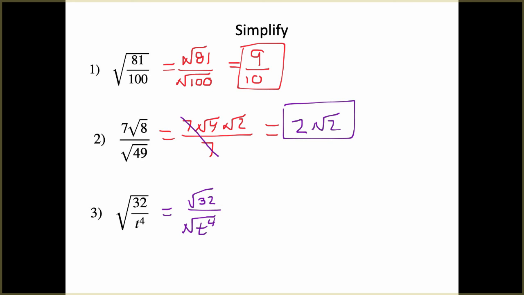And we want to break the square root of 32 down. The largest perfect square that goes into 32 is 16. So we have the square root of 16 and the square root of 2.